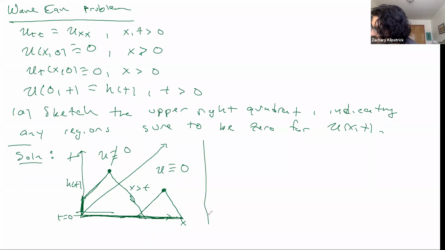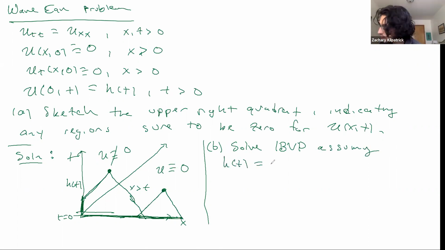So for part B, and I'll leave the slide up so that you can see the initial boundary value problem, I want you to solve the initial boundary value problem, okay? Assuming h of t is equal to sine of t, right? And after you do, answer the question: is the solution continuously differentiable? Okay.